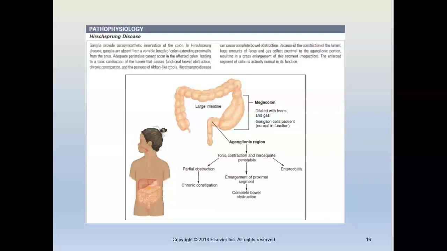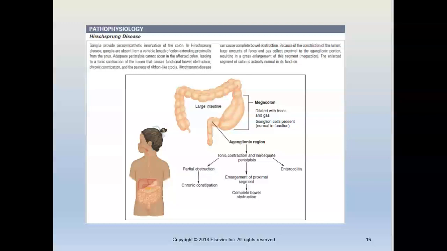Hirschsprung disease is the result of an absence of ganglion cells in the rectum and to varying degrees upward in the colon. It is also known as megacolon. Hirschsprung disease is a major cause of lower bowel obstruction in newborns. Ganglia provide parasympathetic innervation of the colon. In Hirschsprung disease, ganglia are absent from a variable length of the colon extending proximally from the anus.